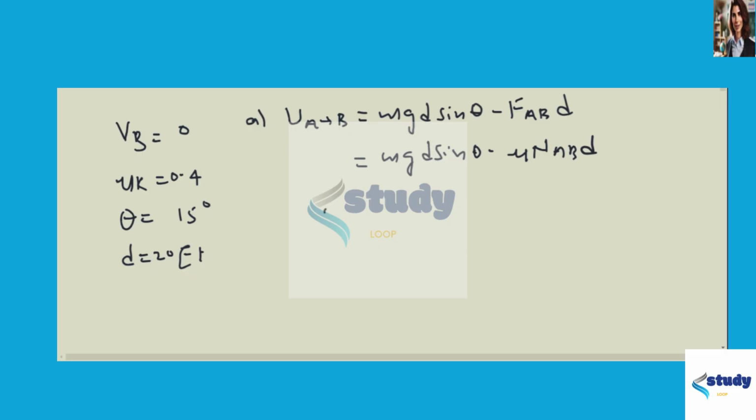and further we know that normal force equals weight times cosine of theta, and therefore work done from point A to point B becomes mgd into sine theta minus mu cosine theta. Now we apply work energy principle.